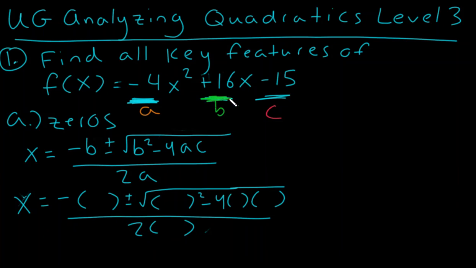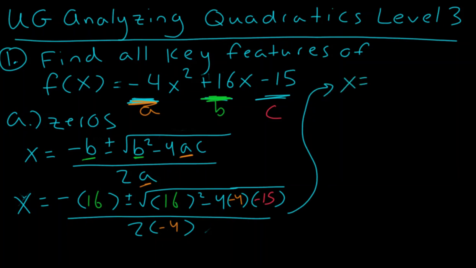Our b term was labeled with a green, and so everywhere we see b, we're going to plug in 16. And then switching to orange, which is what I use to label my a term, everywhere I see an a, which is right there and right there, I can go ahead and plug in negative 4 and negative 4. And lastly, for my c term, I can go ahead and plug in negative 15. And from here, we'll rewrite our formula way up here, x equals, but let's do this in parts and with different colors.